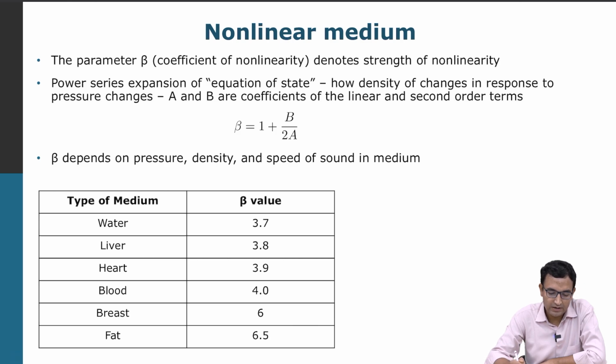So now what's a nonlinear medium? We define a parameter called beta, or the coefficient of nonlinearity, which denotes the strength of nonlinearity in the medium, how nonlinear the medium is. Now how do we get this beta?